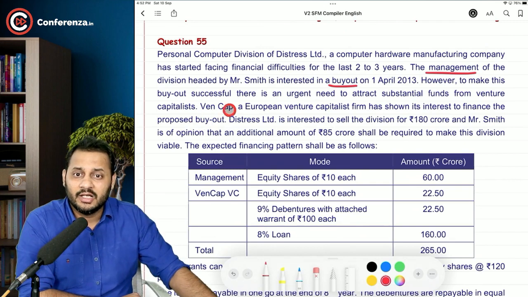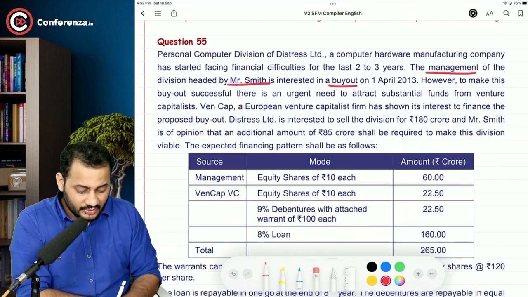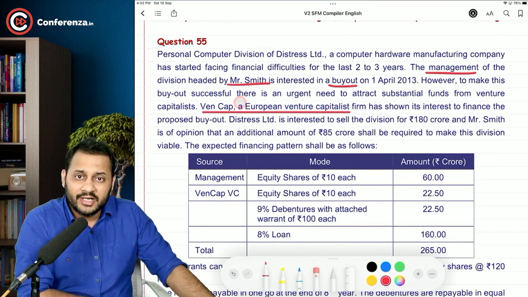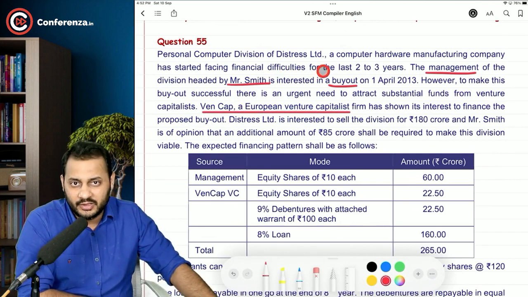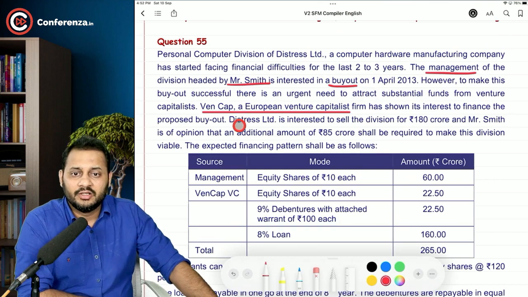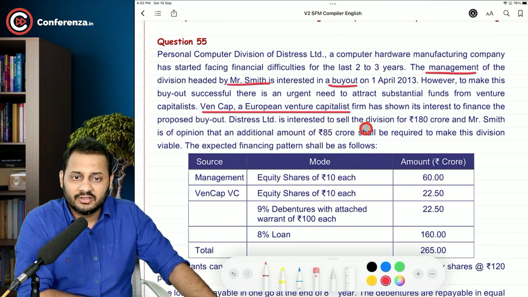What does that mean? Mr. Smith and Vencap, the European venture capitalist, together are going to buy this company. So Vencap will provide whatever funds are required to Mr. Smith, and Mr. Smith will buy the company. Distress Limited is interested to sell the division for 180 crore, and Mr. Smith is of the opinion that an additional amount of 85 crore shall be required to make this division viable.